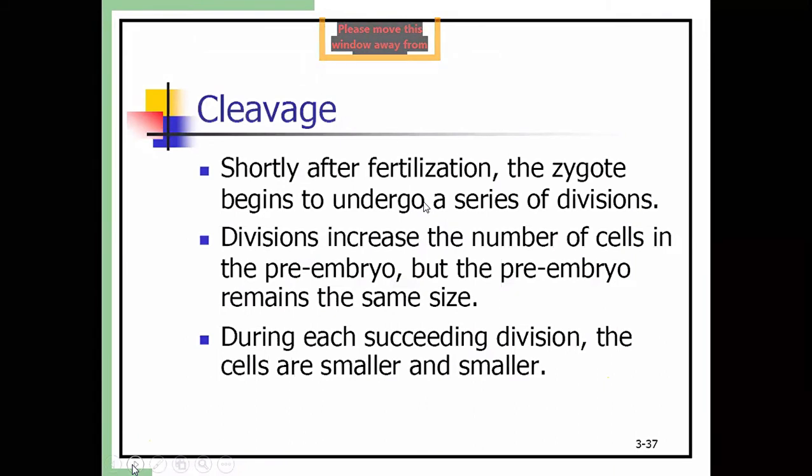Okay, as I've said, after fertilization you will have doubling of the number of cells. Shortly after fertilization, the zygote begins to undergo a series of divisions. They increase the number of cells in the pre-embryo, but the pre-embryo remains the same size. So the cells become smaller and smaller as they divide. Next slide.